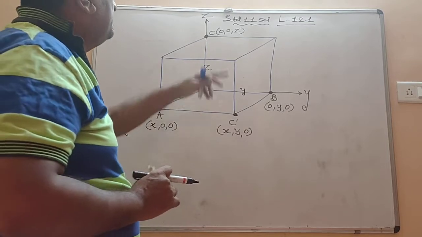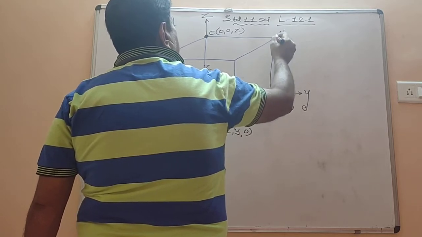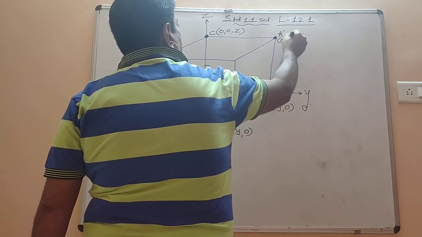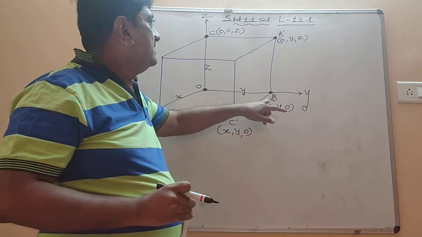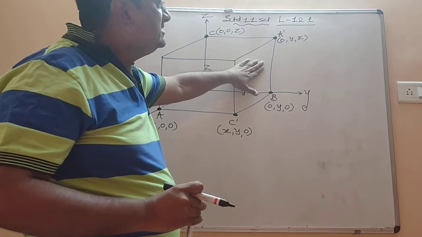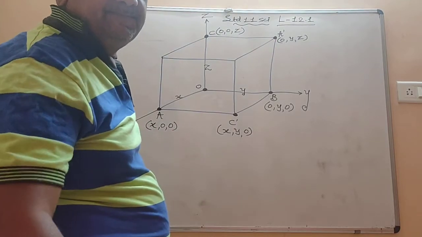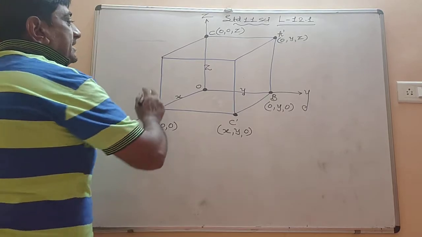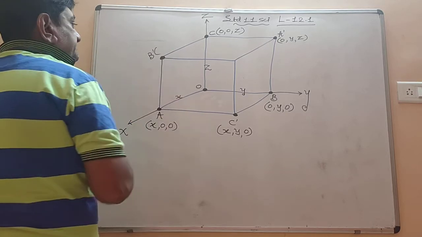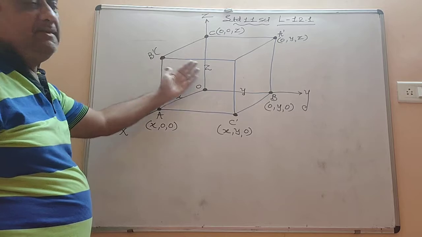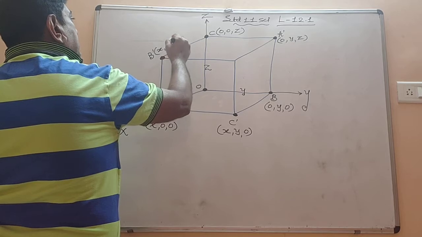Same way, opposite point of A, it is A dash. A dash is 0, y, z. Because on A dash, y component is y, z component is z, but in this vertical plane, no x component exists. And opposite side of B, consider it is B dash. So in this side plane, x component is x, y component is 0, and z component is z.